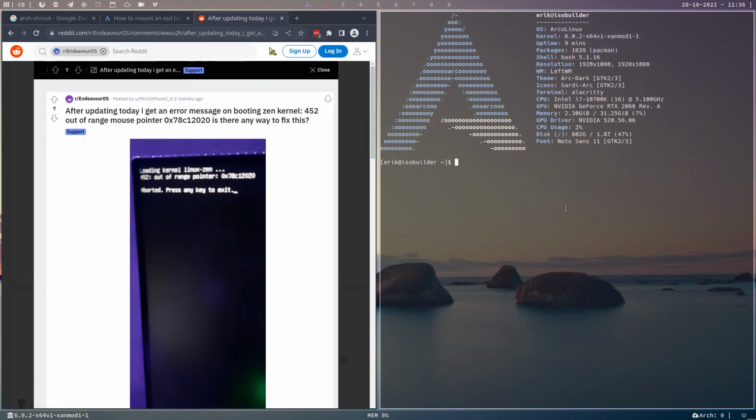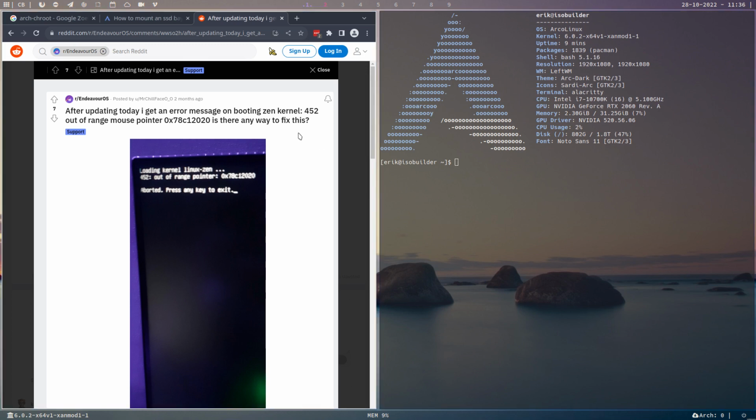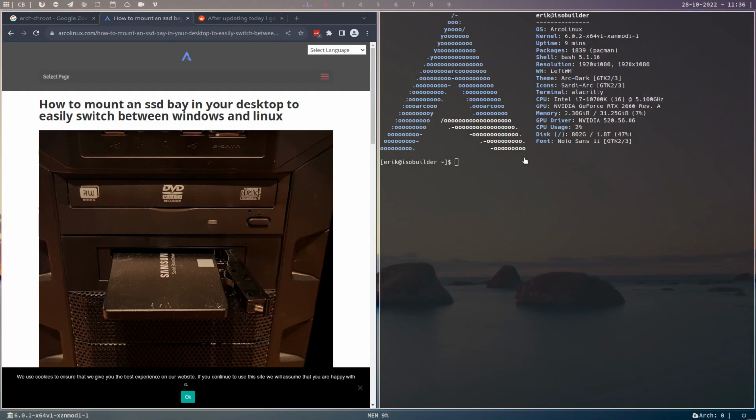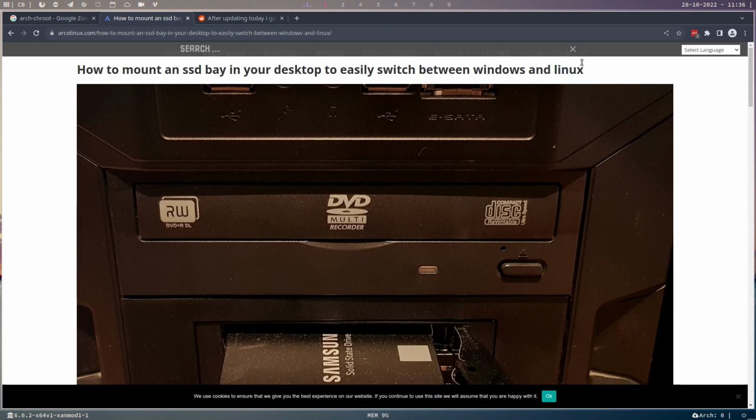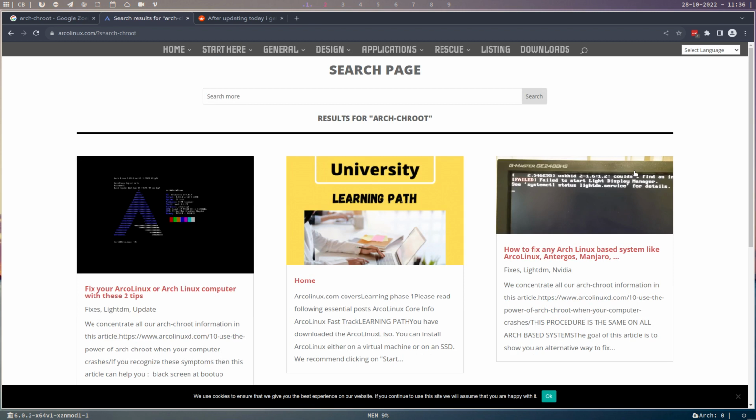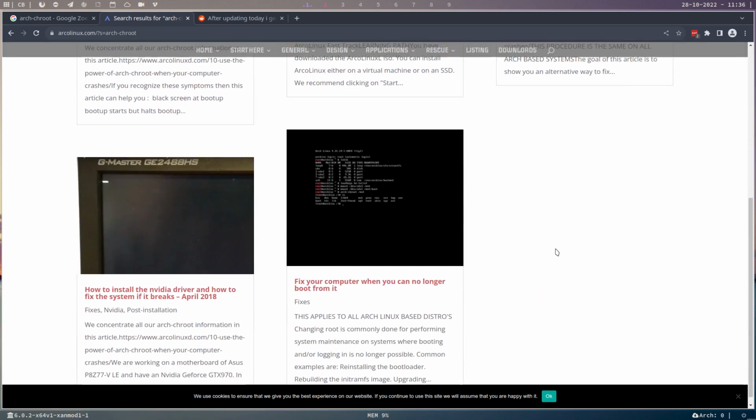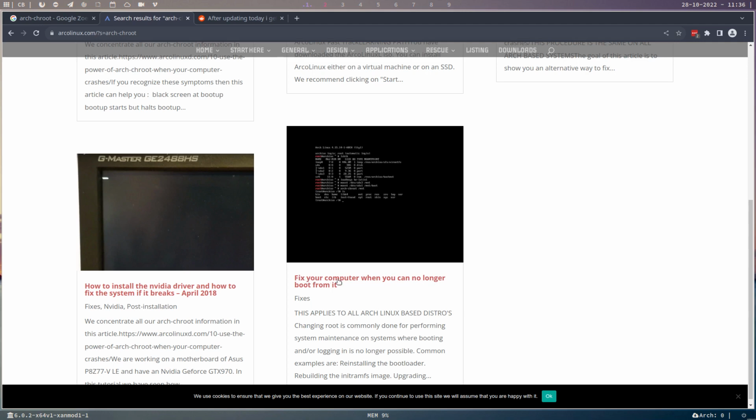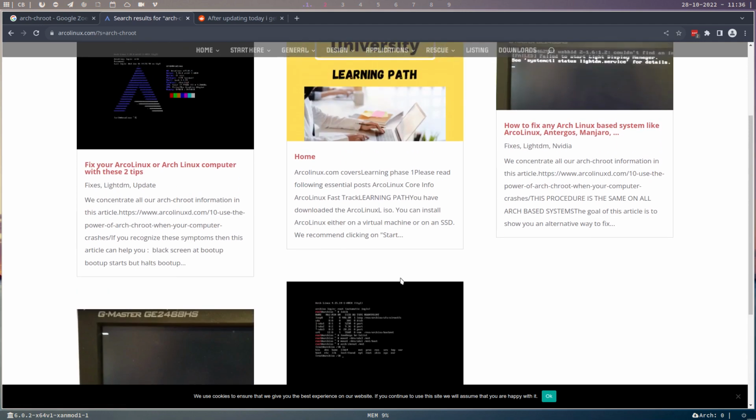It's never nice. And what you do is you follow the tutorials of arch-chrooting. Let's delete this again. So in the search, arch-chroot. Now I have had good practice because of the grub issues in September. I have over 30 ISOs, every ArcoLinux B, D, XL, XS. They all have their own proper SSD. So the grub failed several times on several SSDs. So I'm really good at chrooting now. So fix your computer when you can no longer boot from it. That's basically what I did.